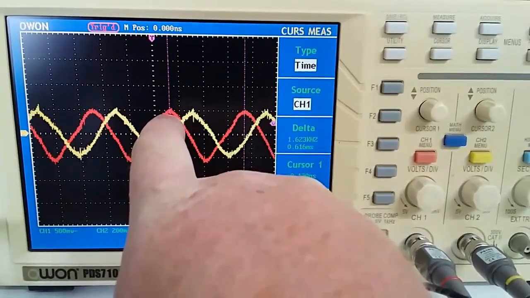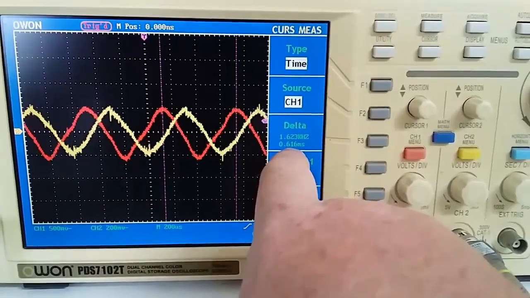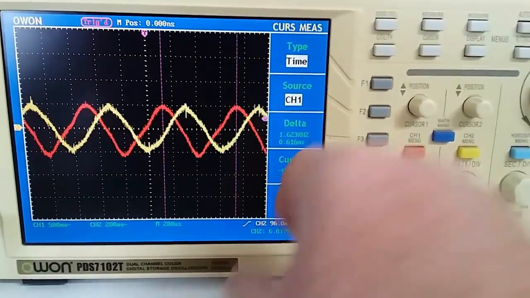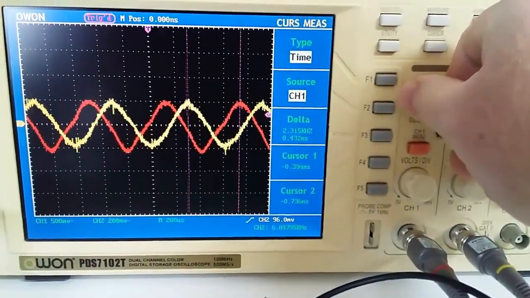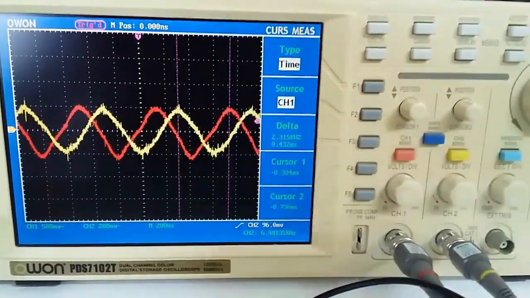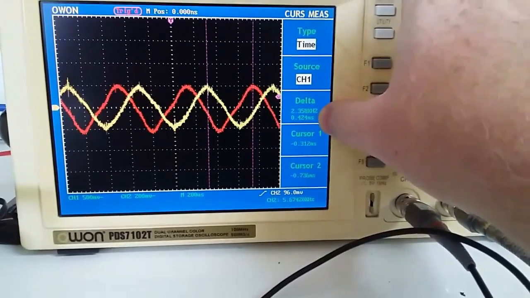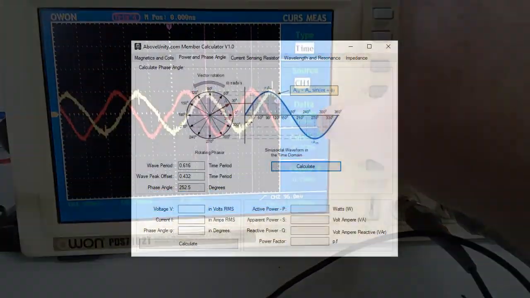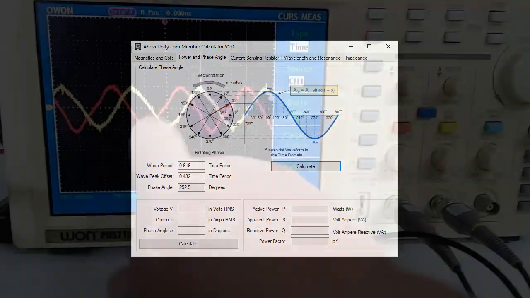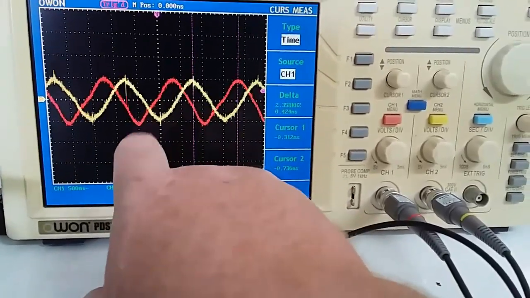All we do is take one of the waveforms, go peak to peak, and take the measurement here, so it's 0.616 milliseconds. Then all we need to do is bring that peak forward, take the difference here, which gives us a phase angle difference of 252.5 degrees.